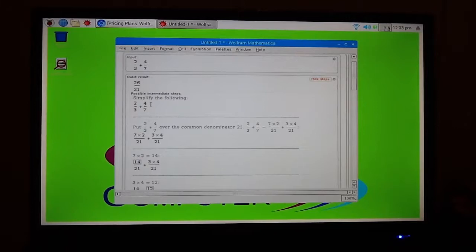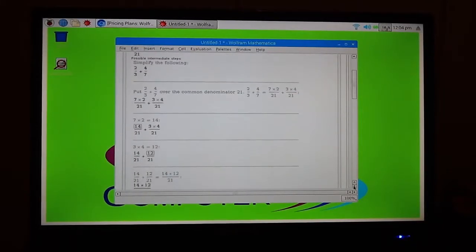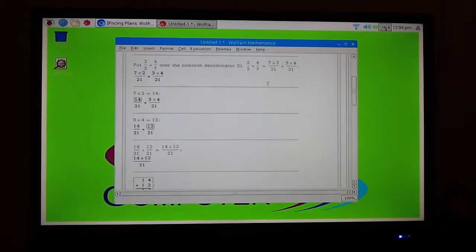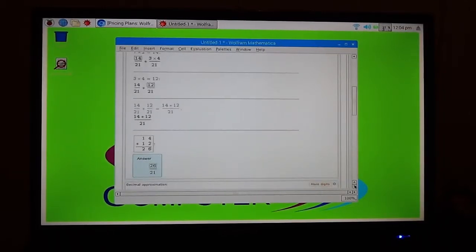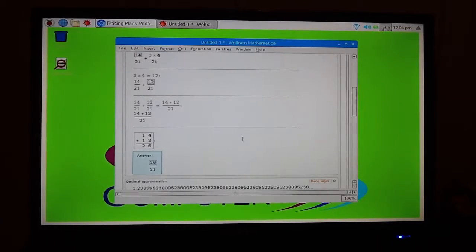It says simplify the following, 2/3 plus 4/7. And it starts telling you what to do. Put them over a common denominator, which would be 21. 3 times 7 is 21, and there it is. And it goes down and it tells them what to do. And then it proceeds through now. 7 times 2 is 14. 3 times 4 is 12. So then you put in the 14, the 12. You add them together, and it even gives you the algorithm for adding 12 and 14. So there's 26, and there's the final answer. So it showed you what you would teach them, the manual algorithm.